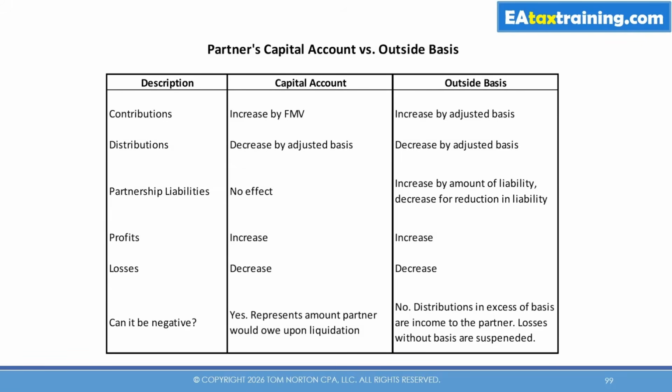The outside basis, as we said, cannot go below zero. Any distributions in excess of basis are income to the partner, as we discussed. Any losses, when there is no basis, are suspended until such time as there is basis. So understand the differences, know that they're two different things, and understand how these things affect them.